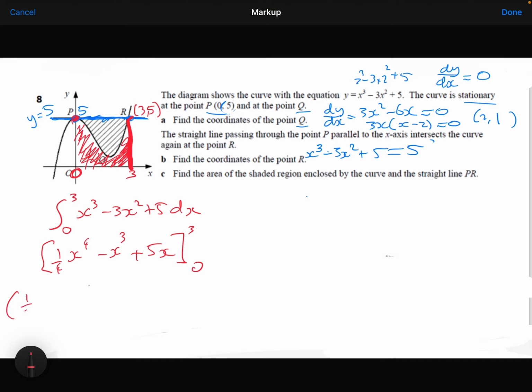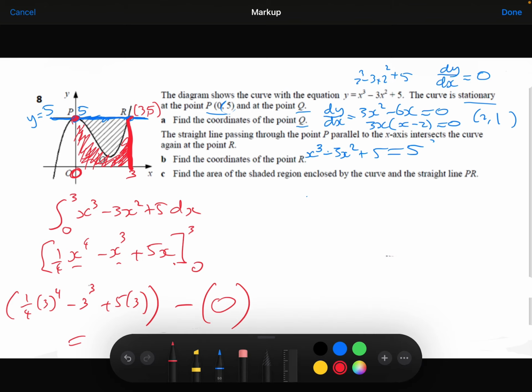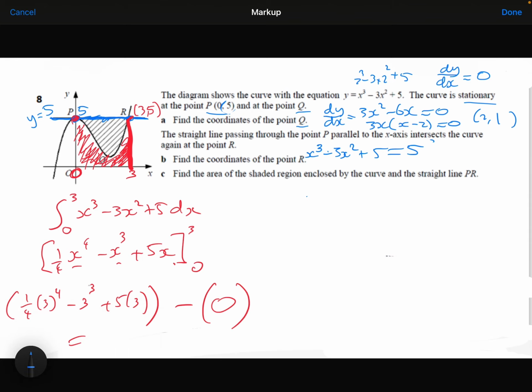Substitute the 3 in. Then substitute the 0 in. And actually substituting the 0 into all of these terms will just give 0. So if I work that out on the calculator, that will give me this red area. But obviously I didn't want the red area, I wanted to work out the shaded area, the blue area here.